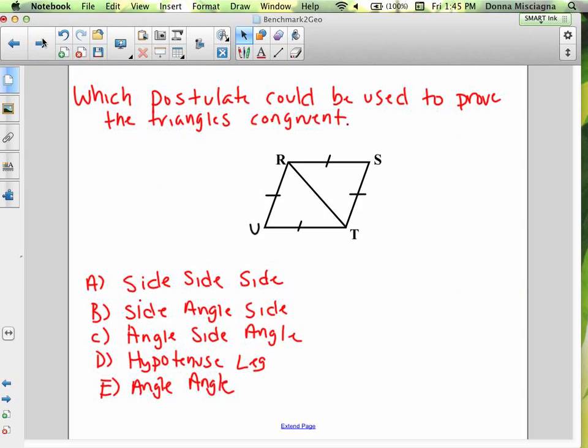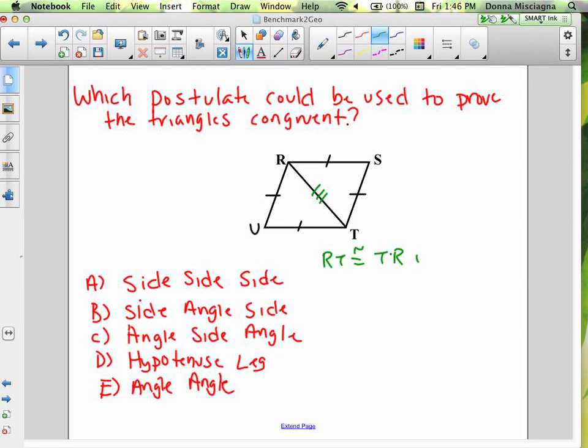All right, now this is really similar to a problem we did in class. Which postulate could be used to prove the triangles congruent? You're given RS is congruent to TU. You're given RU is congruent to TS. What else is true? Well, RT is congruent to TR using the reflexive property.